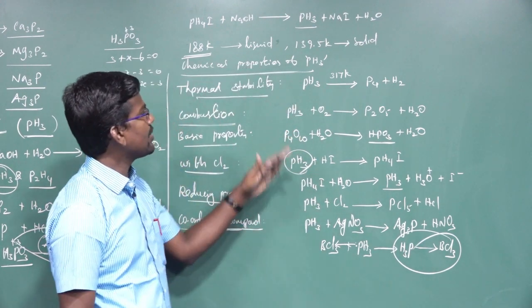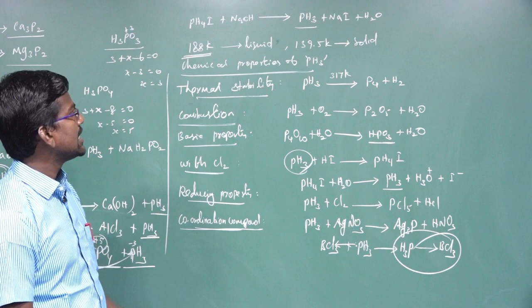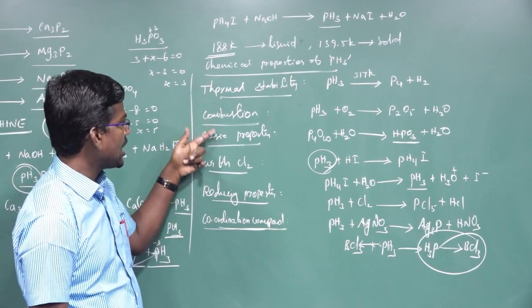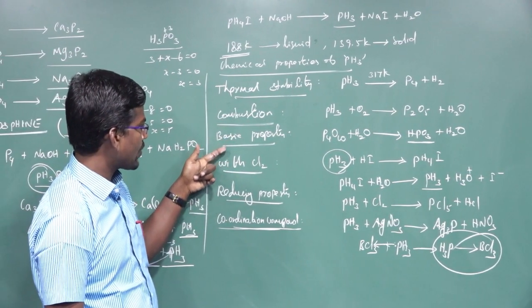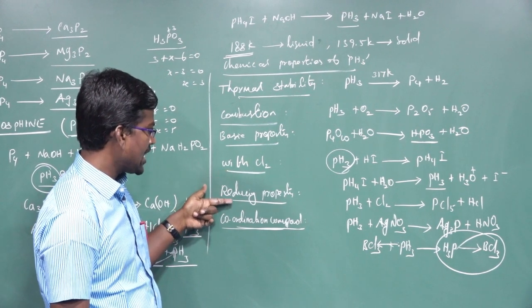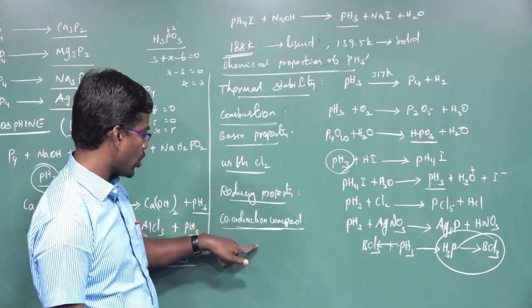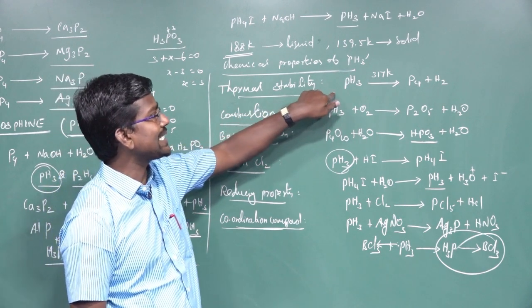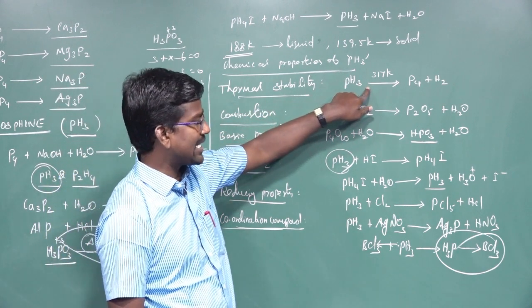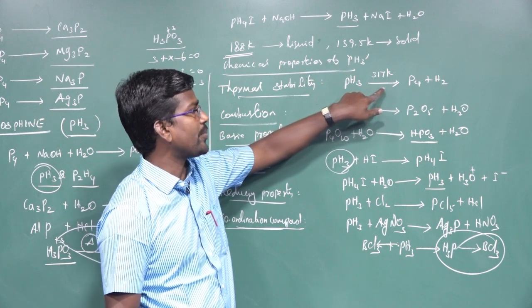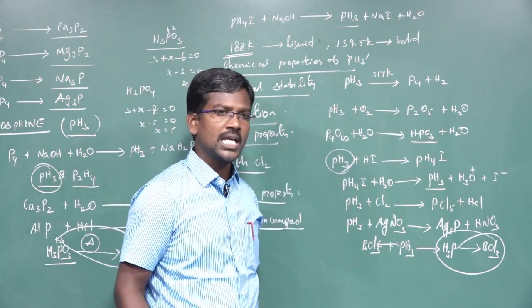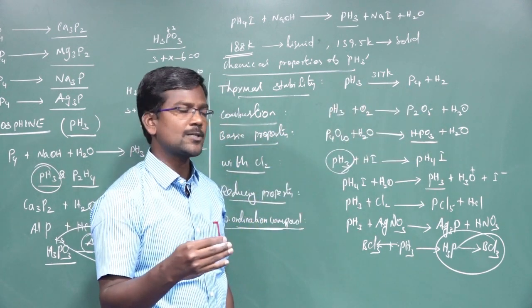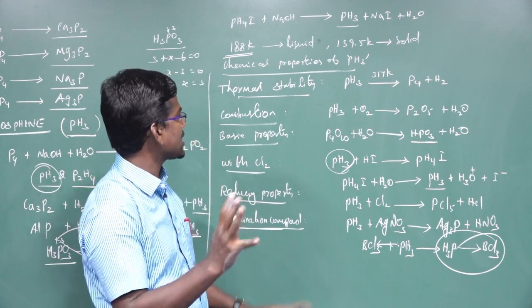These are the chemical properties of phosphine: thermal stability, combustion, basic nature, reaction with chlorine, reducing property, and formation of coordination compounds. First, thermal stability. Phosphine heated at 317 Kelvin in the absence of air forms phosphorus and hydrogen, or an electric spark is passed through the phosphine.